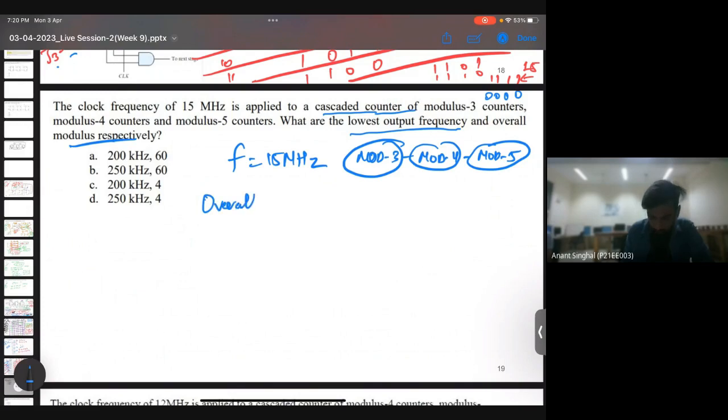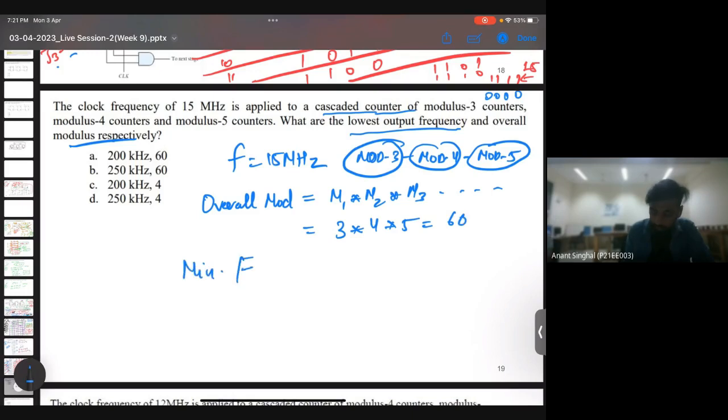The overall modulus is always the multiplication of all the cascaded counters, which is nothing but M1 into M2 into M3 and so on. So we have three moduli cascaded here, which are 3, 4, and 5. So it will give us an overall modulus of 60. And the minimum frequency asked in the question will be nothing but the frequency of the clock divided by the overall mod.